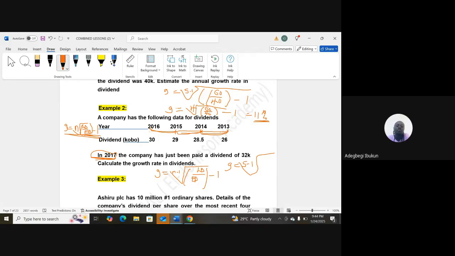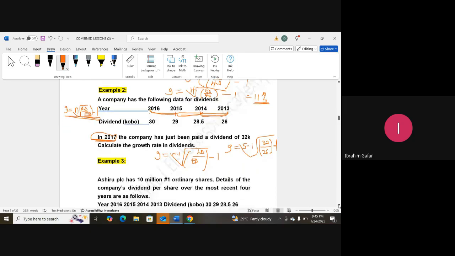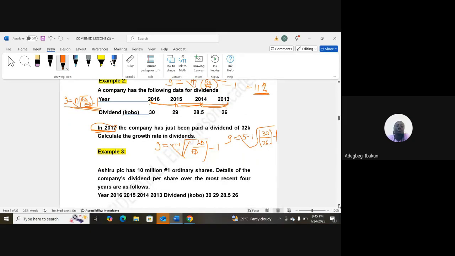32 kobo. The latest one is 32 kobo. All over my earliest dividend. What is my earliest dividend? 26 kobo. Then everything minus 1. So what is my final answer? Yeah, that should be 5 point something percent.